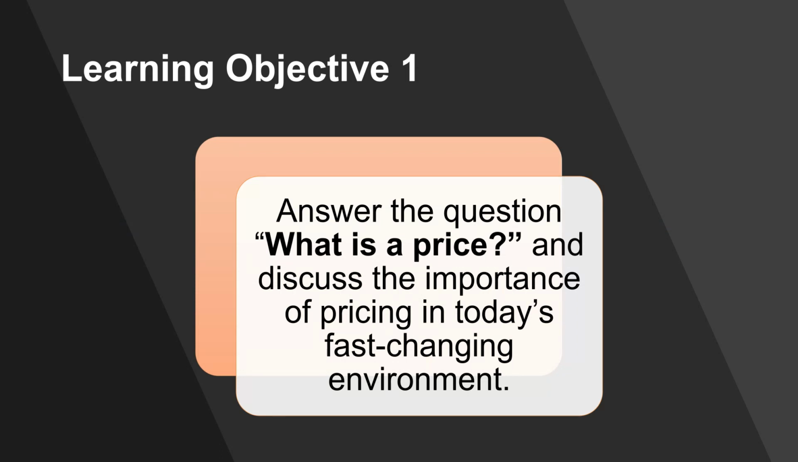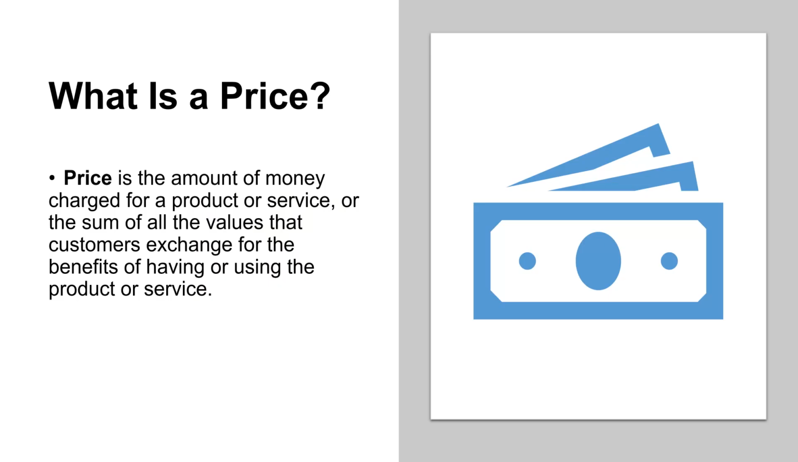What is a price? Well, price is the amount of money that you'll charge for a product or service, and it's also the sum of all the values that a customer exchanges for the benefit of having or using a product. So pricing can include warranty or not include warranty, or it can be bundled or not bundled from a packaging standpoint. So price and product really go hand in hand.